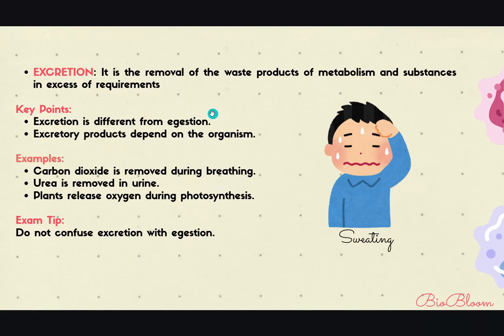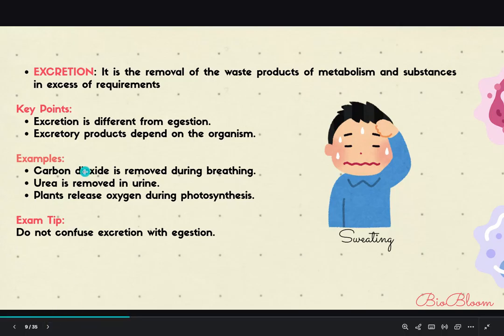Whereas excretion is the removal of metabolic waste products and substances that are in excess of requirement. What substances? For example, excess water, excess salts. All of these are substances in excess of requirement, and they are basically excreted out during sweating, when you are breathing out carbon dioxide, and in all of these examples that I've given over here. I hope excretion is clear.